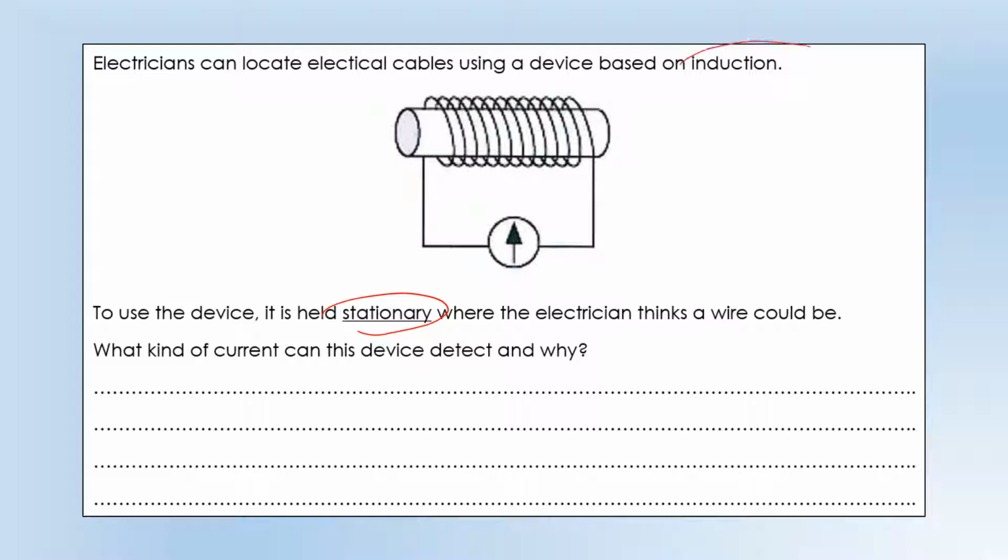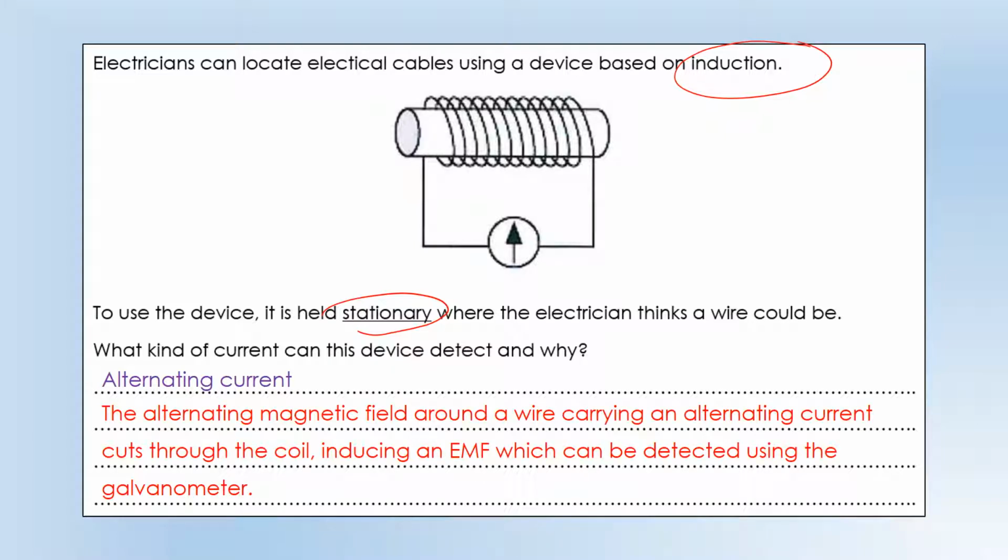So the key is the fact it said it's based on induction. If we've got the device stationary, we must be detecting alternating currents, which in fairness, most electrical stuff in and around homes, businesses, etc. is, so that's fine. And the reason is because we need an alternating magnetic field in order to induce the EMF in the stationary coil.